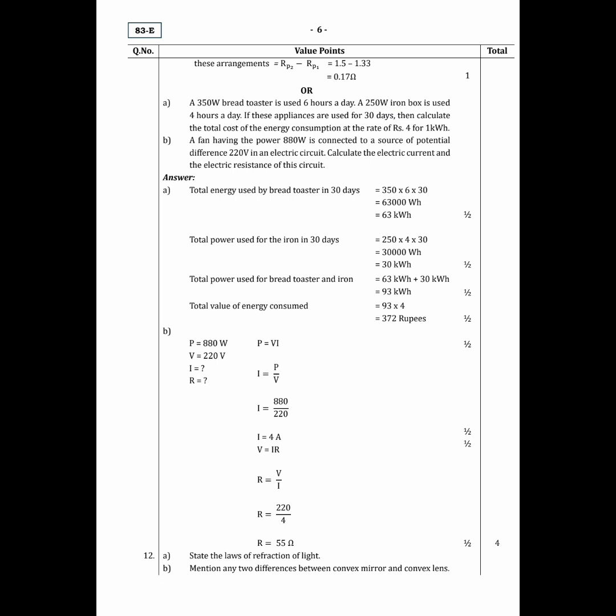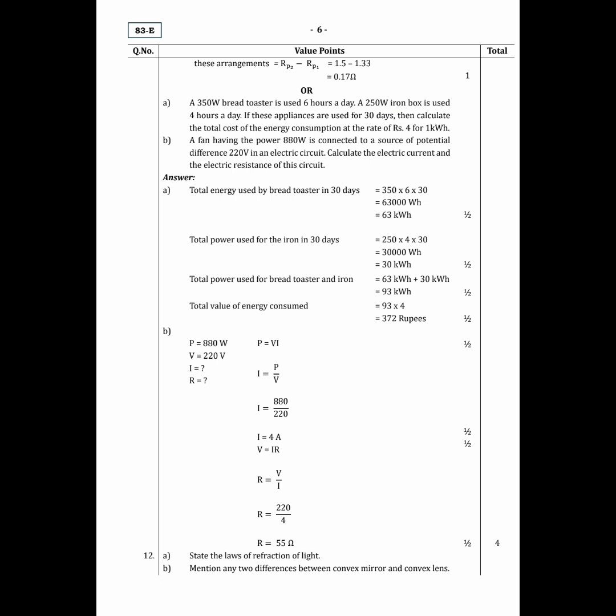Answer for sub question A. Total energy used by the bread toaster in 30 days is 350 into 6 into 30, which is 63,000 watt hour, equal to 63 kilowatt hour. Total energy used by the iron in 30 days is 250 into 4 into 30, which is 30,000 watt hour, equal to 30 kilowatt hour. Total energy used by the bread toaster and iron is 63 kilowatt hour plus 30 kilowatt hour, equal to 93 kilowatt hour. Total cost of energy consumed is 93 into 4, which is 372 rupees.